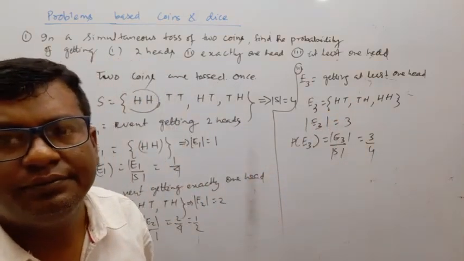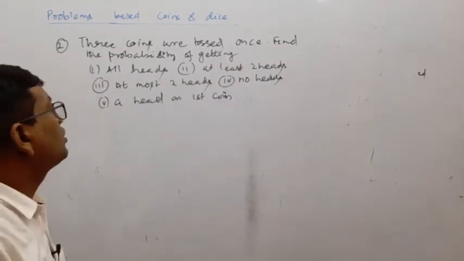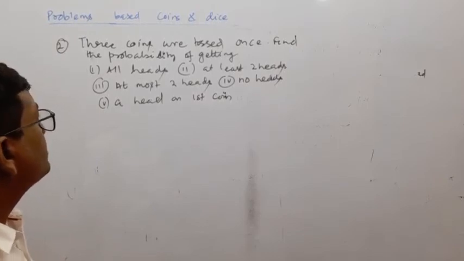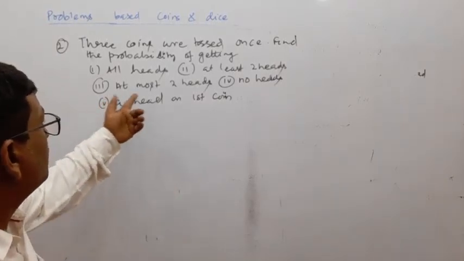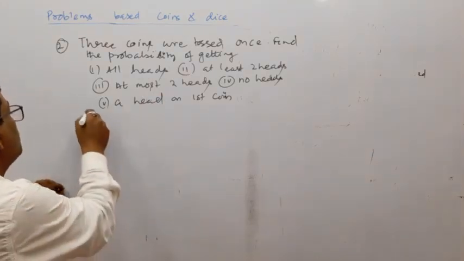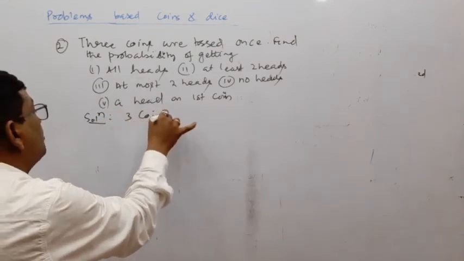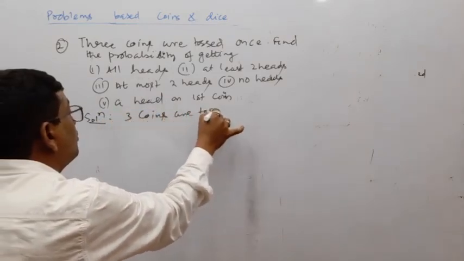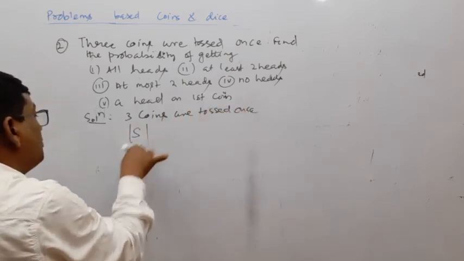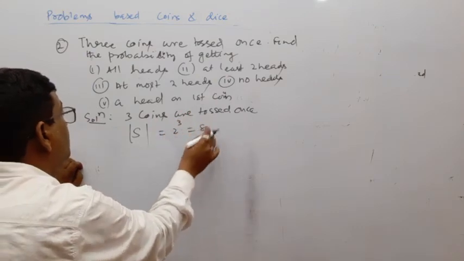Now another question. 3 coins are tossed once. Find the probability of getting all heads, at least one, two heads, at most two heads, no heads, a head on the first coin. Solution: 3 coins are tossed once. So the cardinality of the sample space is equal to 2 to the power 3, that is 8.